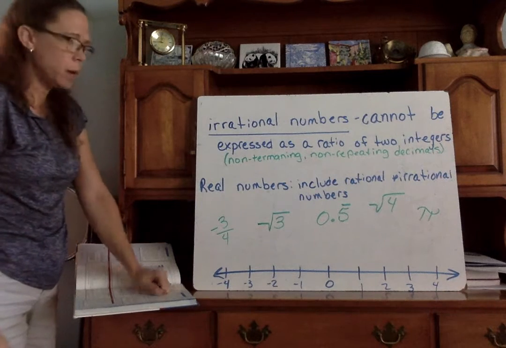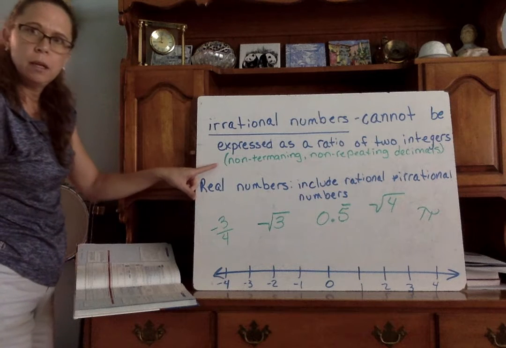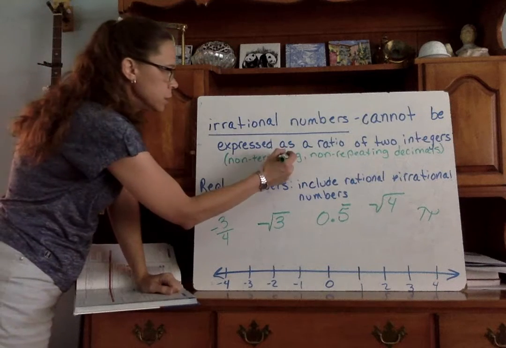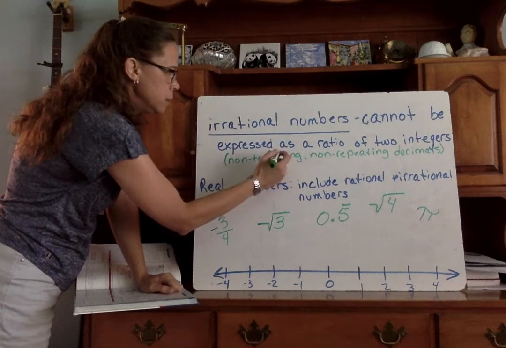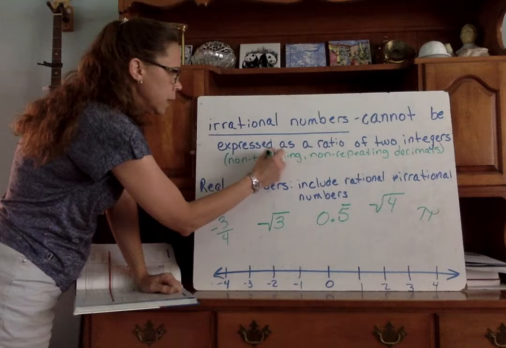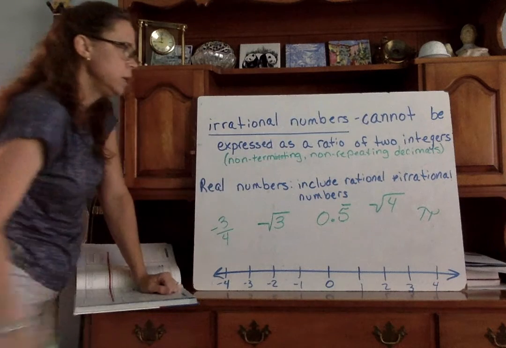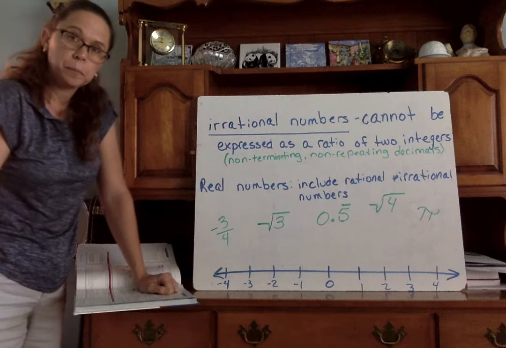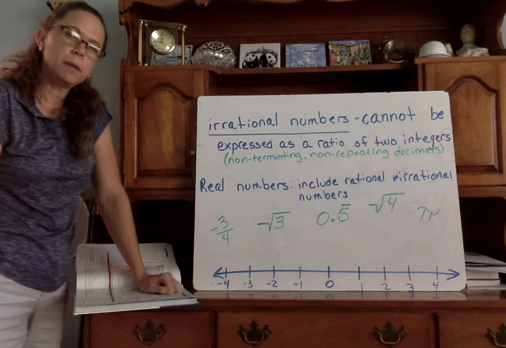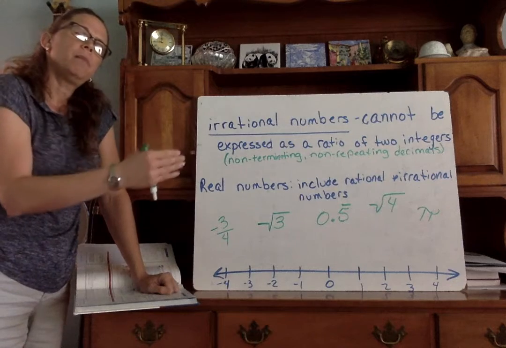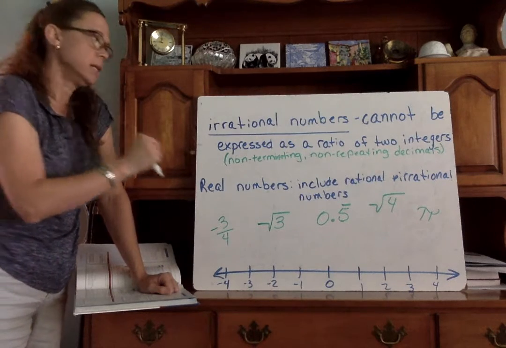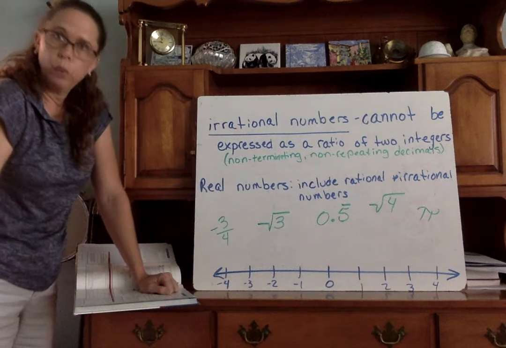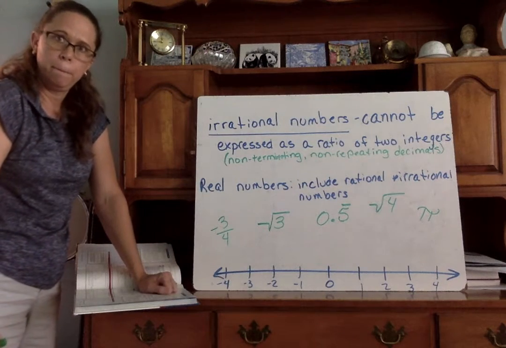Another way to think about irrational numbers is that they turn into non-terminating, non-repeating decimals. So think about that. If we turn a number into the decimal form and it does not terminate, and it doesn't repeat, then we are dealing with an irrational number.